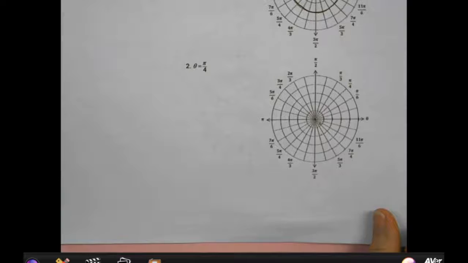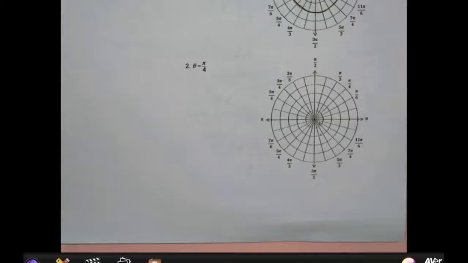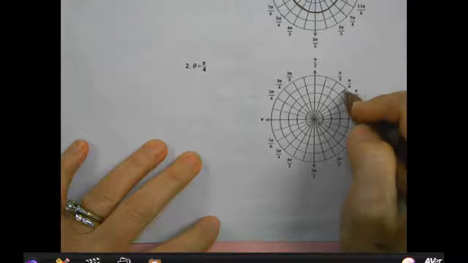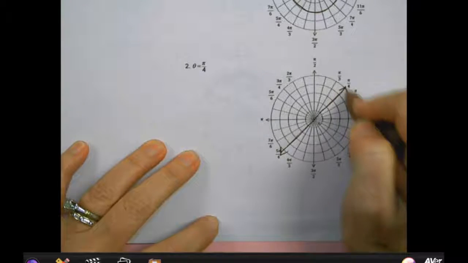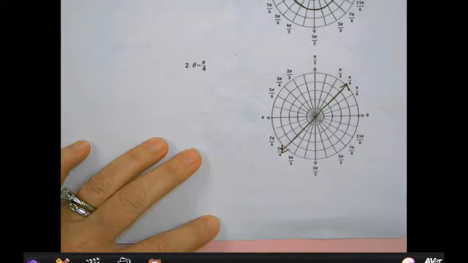Also on the next one, I'll give you a big fat chance here. Theta equals pi over 4. What do you think that's going to look like? It's going to be a line through what? Pi over 4. So go ahead and draw it, but that doesn't have the rectangular equation. So there's your big fat line, right?